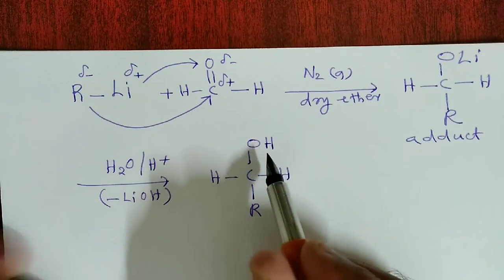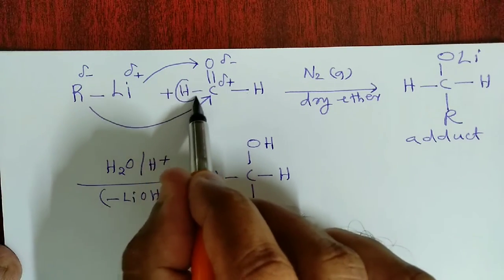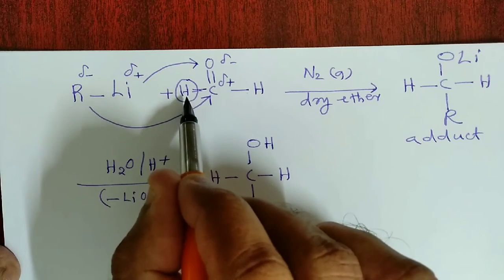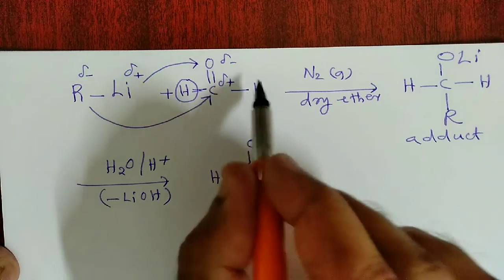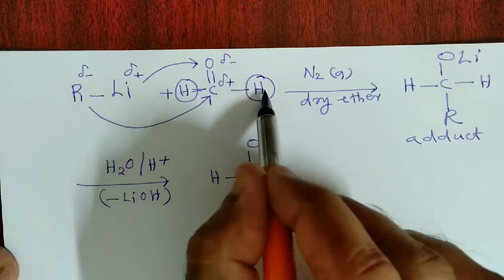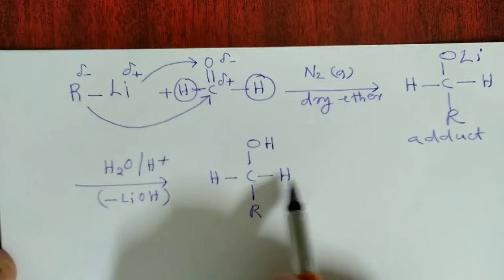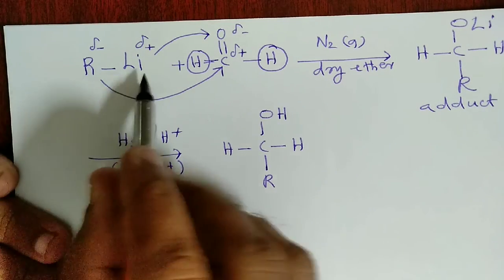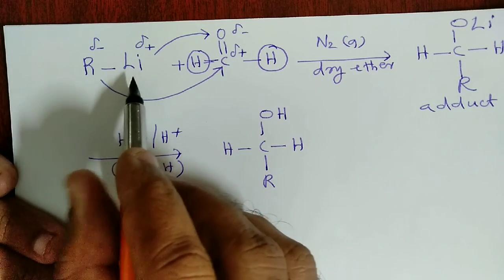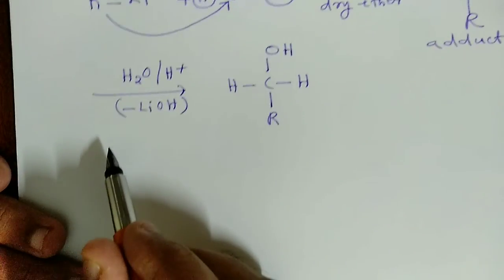OLi bond is decomposed into OH. If aldehydes other than formaldehyde are used, this hydrogen atom will be an alkyl or aryl group. Hence, the final product will be a secondary alcohol. If ketones are used, these two hydrogen atoms will be alkyl or aryl groups. Then the final product will be a tertiary alcohol. Thus, primary alcohol, secondary alcohol and tertiary alcohols can be prepared from organolithium compounds like alkyl lithium by treating with a suitable aldehyde or a ketone followed by hydrolysis in an acid medium.